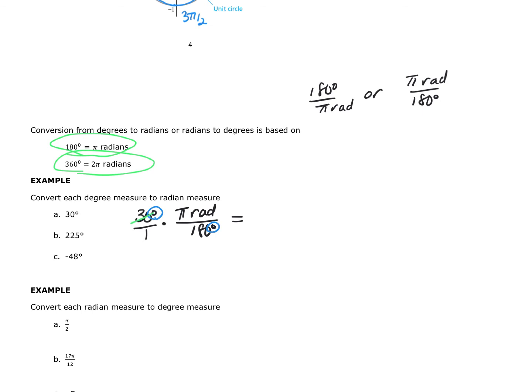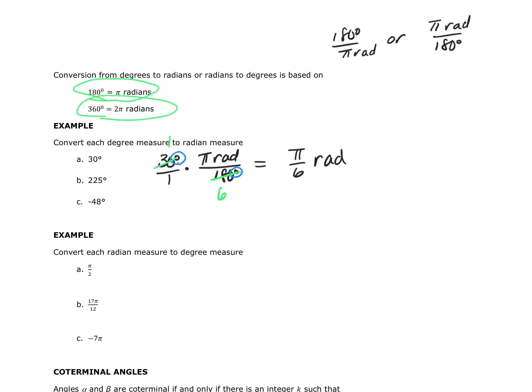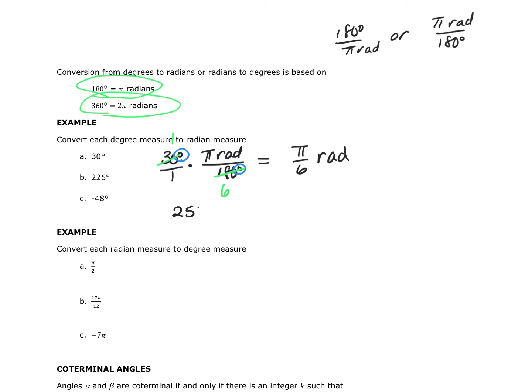Now 30 goes into 30 once, 30 goes into 180 six times, so my final answer is pi over 6, and I really should put radians next to it. So 30 degrees is equivalent to pi over 6 radians. And 225 degrees over 1, my unity fraction is pi radians over 180 degrees, and this will allow my degrees to cancel, and I end up with 5 pi over 4 radians, and that's with the cancellations here.